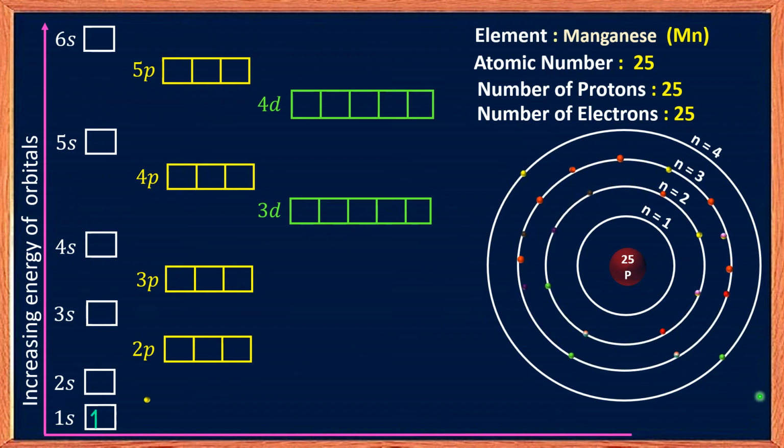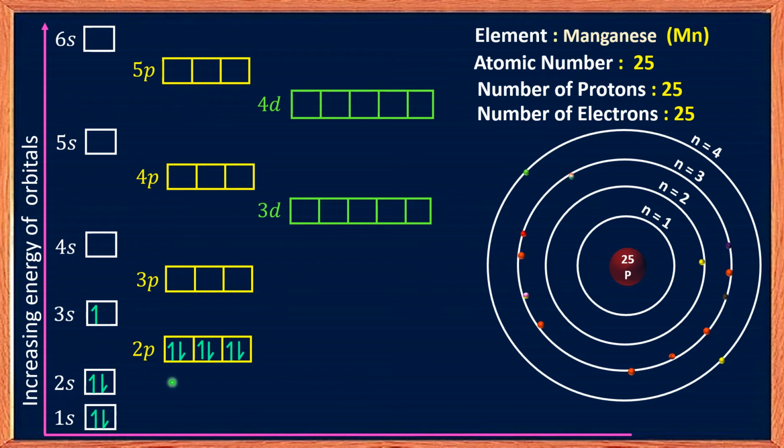1, 2, third electron, fourth electron, 2s is completely filled, electrons are entering into 2p. 2p subshell is being filled now. Next electron. Next. So totally 10 electrons have been filled so far.